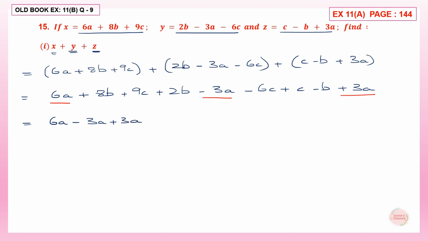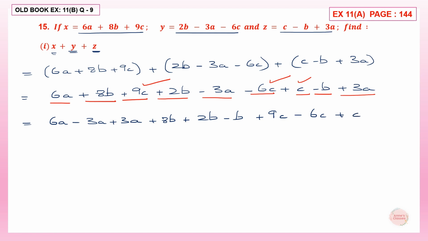Now let's take the b's. Plus 8b plus 2b and minus b. So plus 8b plus 2b minus b. Now let's take the c's. Plus 9c minus 6c and plus c. So let's write that. Plus 9c minus 6c plus c.